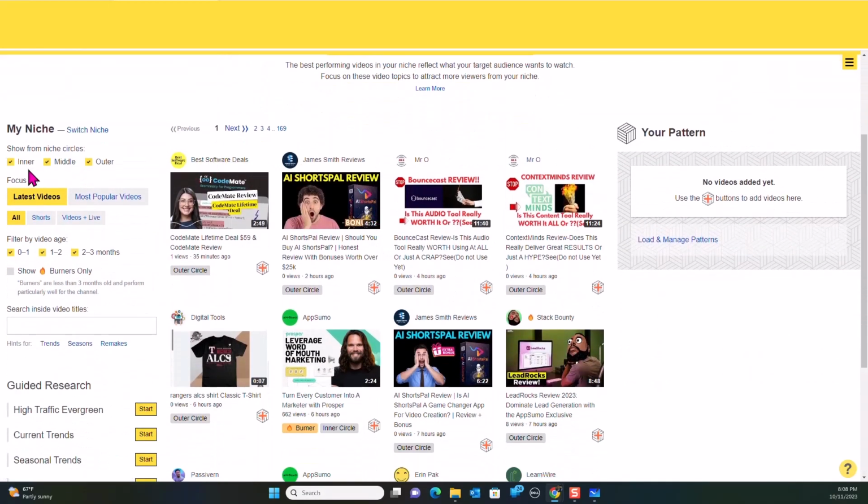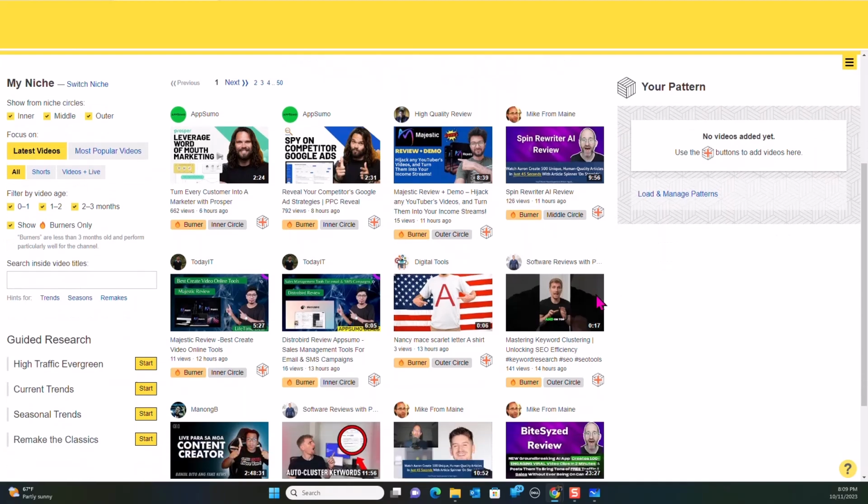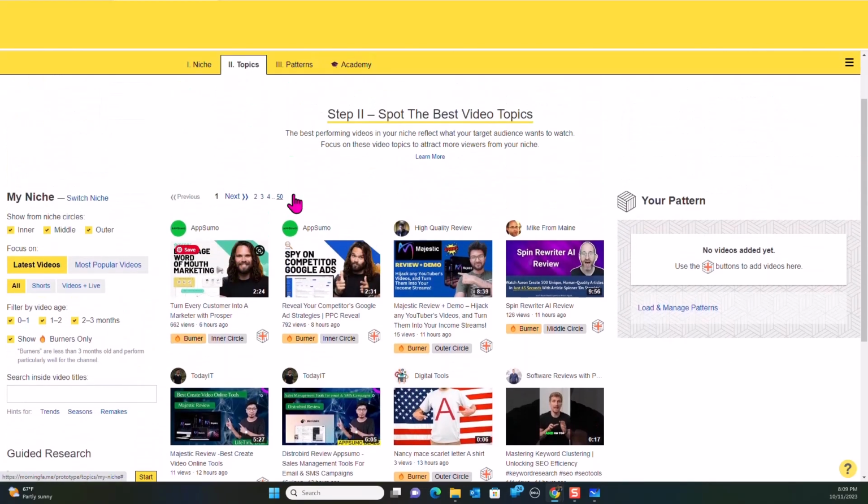Now, if you look on the side, you have an inner, a middle, and an outer. These are the people that are closest to you. The middle is sort of in the middle section, and these are the people that are outer, that are close to your niche. Now, you can actually click this button to show the videos that are on fire, that are doing really, really well. And so it's going to give you those videos, and you can literally come here and say, hey, can I make a video about any of this stuff?